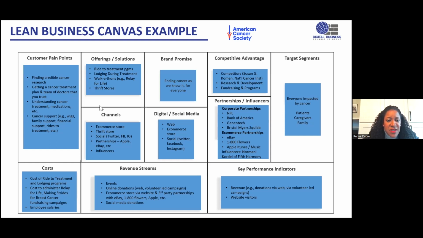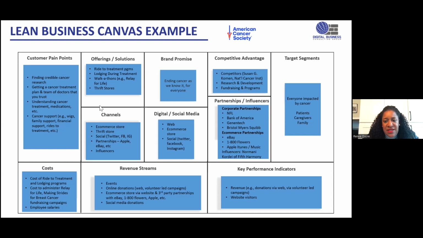And then some of the offerings, right? Ride to treatment programs, lodging during treatment, the walkathons, and the thrift stores. There are so many more things. The brand promise: ending cancer as we know it, for everyone. Competitive advantage: I really look at the competitors. Again, there's no direct competitor in this space, but Susan G. Komen and the National Cancer Institute are two of the larger ones that they always look to and benchmark against.